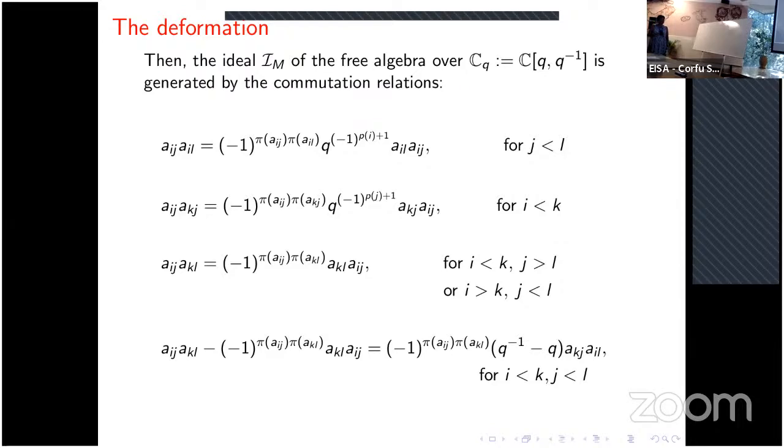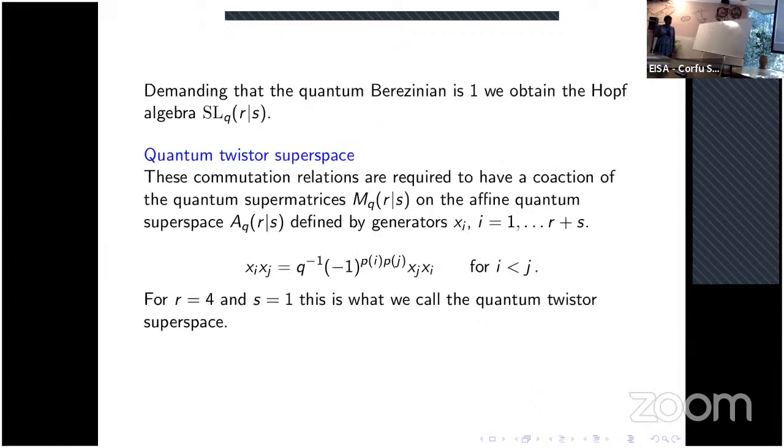Otherwise, these are the standard Manin relations, and these commutation relations are required to have a coaction of the quantum supermatrices on the affine quantum superspace of dimension R|S, defined by the generators X_i, i from 1 to R plus S, with this commutation relation. To preserve this commutation relation, the Manin relations have to be satisfied. For us, R equals 4 and S equals 1; this is what we call the quantum twistor superspace.